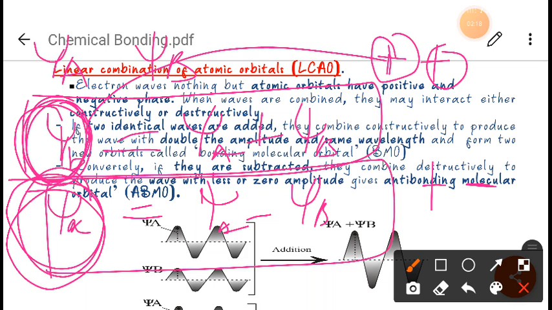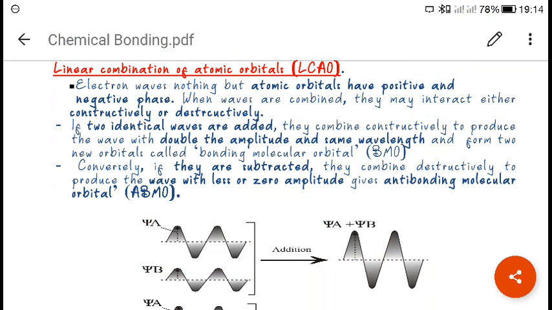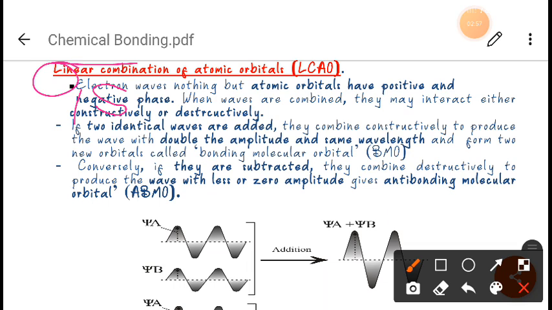Now if the combining atoms' orbitals are 1s and 1s, the bonding molecular orbital will be designated as sigma 1s, and the anti-bonding molecular orbital will be designated as sigma star 1s.